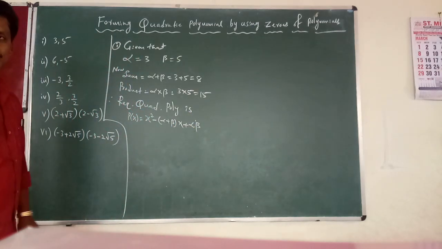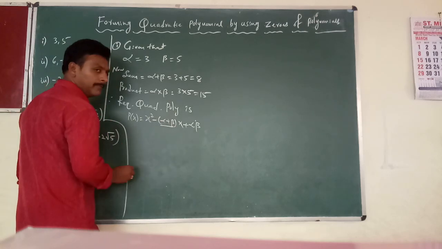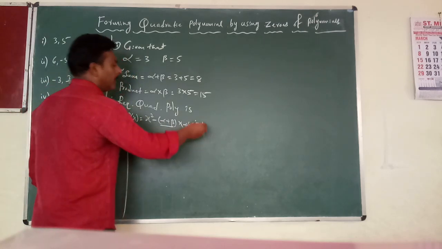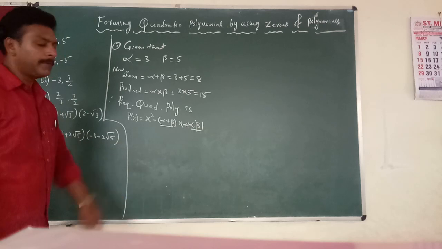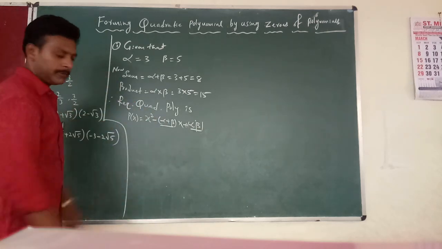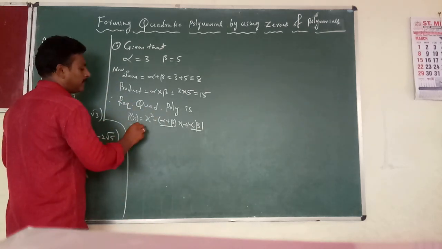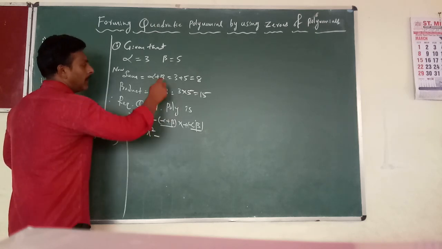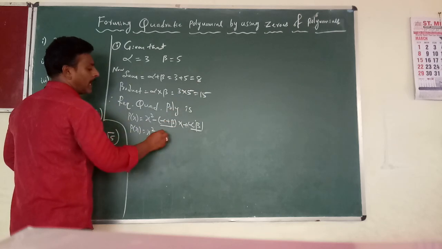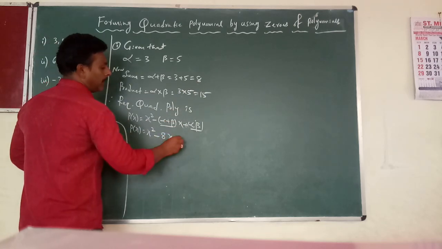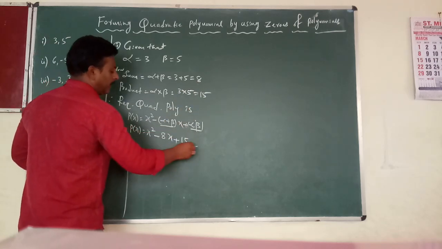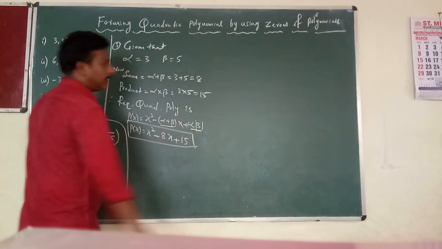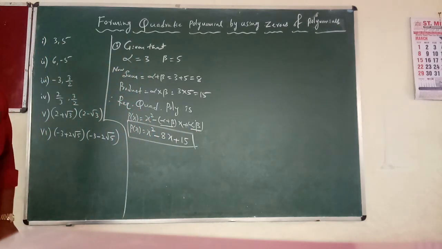I think this is your formula. This gives us the sum, this gives us the product. Sum is ready, product is ready. Take them, substitute. Then P of x is equal to x square. To be noted, it is minus alpha plus beta. The sum we got is 8, so 8x, plus the product, which is 15. This is our required quadratic polynomial.